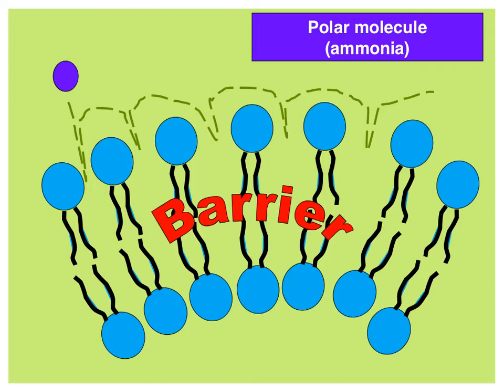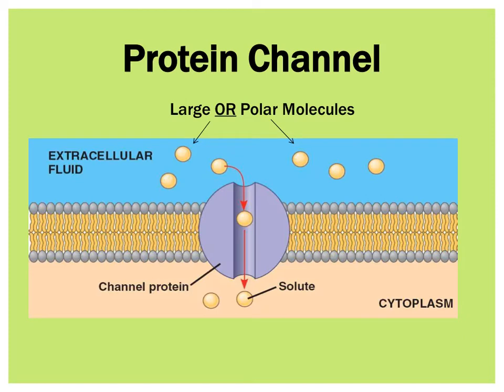This means that the polar molecules and the large molecules need a different way to cross the membrane. They need to use protein channels. Protein channels, or channel proteins, are like secret passageways for the large or polar molecules to cross the membrane without being rejected by the lipid barrier region of the bilayer.